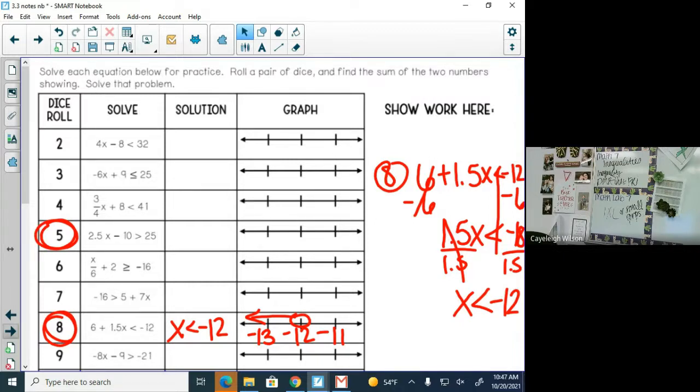Make sure you write your whole answer. I wrote x is less than 8.